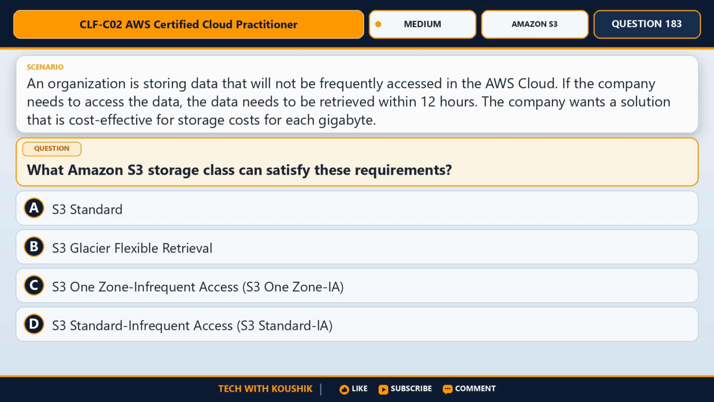Question number 183. An organization is storing data that will not be frequently accessed in the AWS cloud. If the company needs to access the data, it needs to be retrieved within 12 hours. The company wants a solution that is cost-effective for storage costs for each gigabyte. What Amazon S3 storage class can satisfy these requirements? Option A, S3 Standard. Option B, S3 Glacier Flexible Retrieval. Option C, S3 One Zone Infrequent Access, S3 One Zone-IA. Option D, S3 Standard Infrequent Access, S3 Standard-IA.